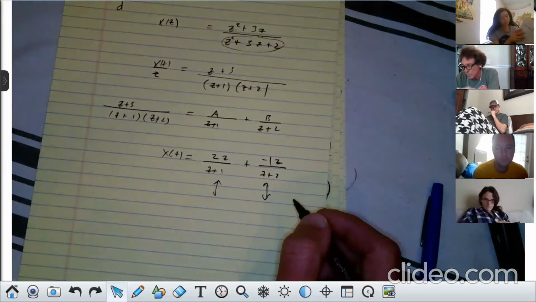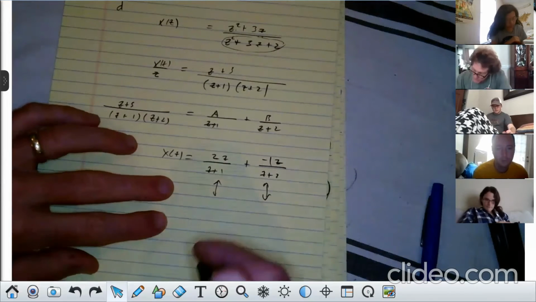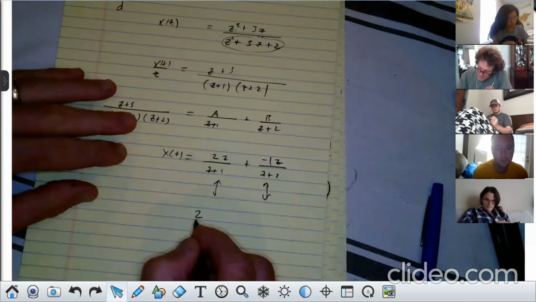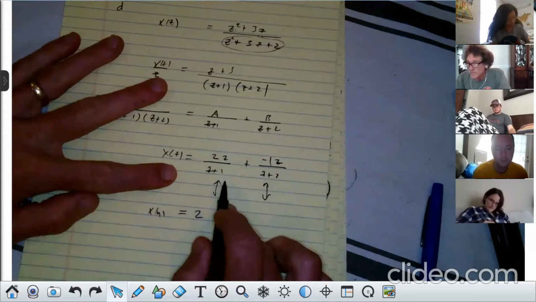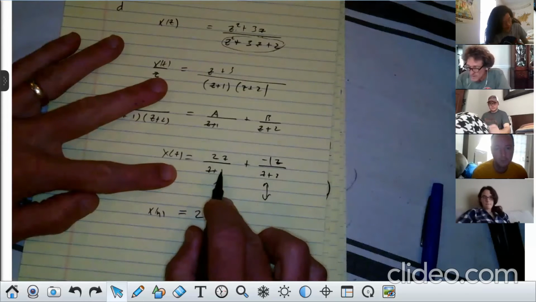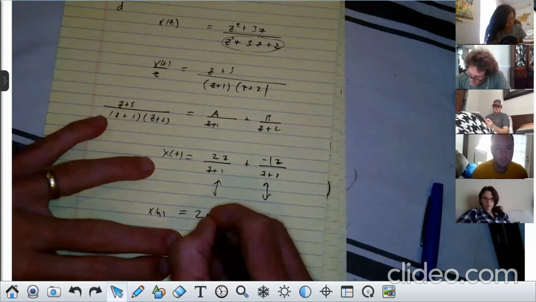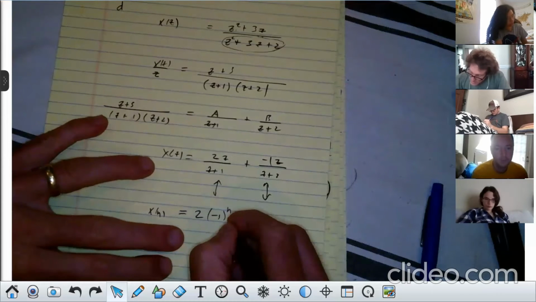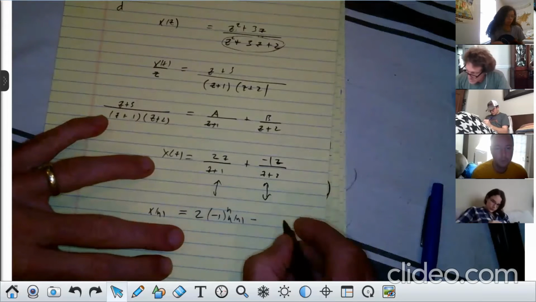Now, when we do this, what does this one go to? Well, its coefficient 2 just translates. This is going to be X of n. Are you with me? What about this? This is Z over Z minus A, but what's A? Minus 1, isn't it, class? Take a look. So this is going to be minus 1 to the n, u of n. What about this one? Minus what?